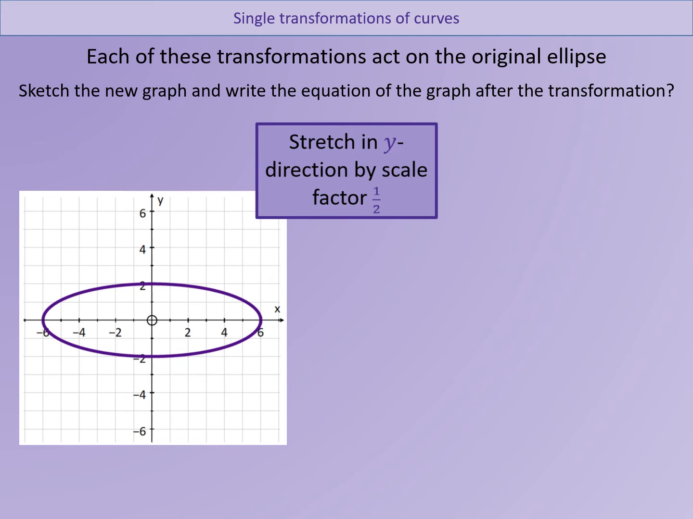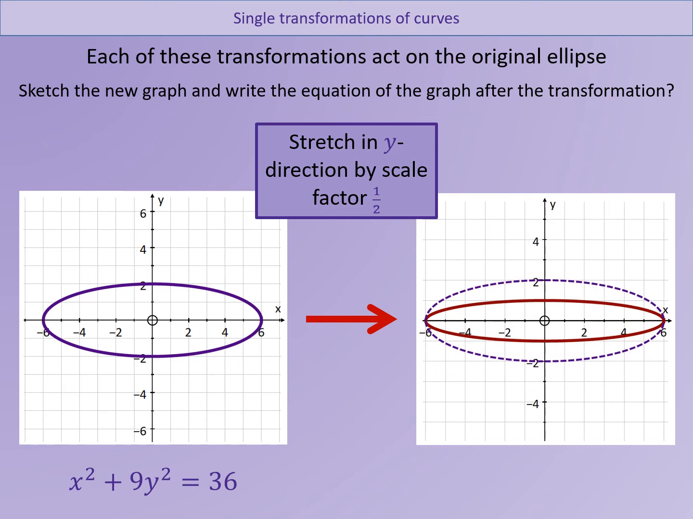So the second transformation is a stretch in the y direction, scale factor a half. So here we have the transformed graph shown here. And to get the new equation, we are going to replace y with y over a half. This is the same thing as replacing y with 2y. Remember to put the 2y inside the bracket so that it is squared.